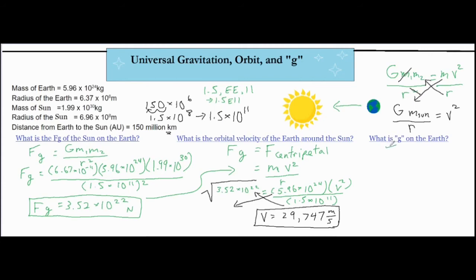A lot of times we just say that Fg is equal to mg, and we always use that g of 9.8 on Earth. Okay, now if we're pretending like we don't know the little g value on Earth, we'll just say that mg equals G m1 m2 over r squared.